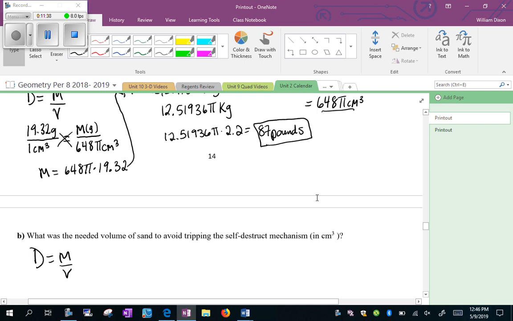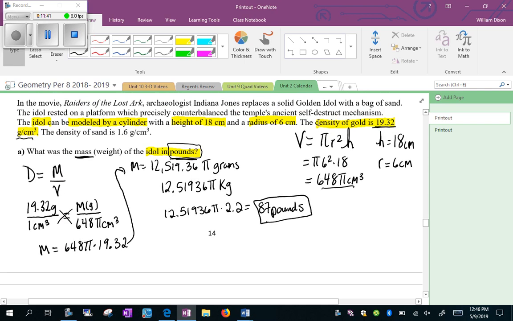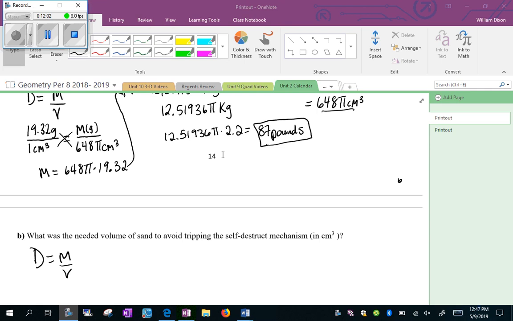Okay, we know the density. The density is given to us for the sand, it is here. Let's highlight that in green: 1.6 grams per centimeter cubed. So density equals 1.6 grams per centimeters cubed. All right, we know the mass because we found it.